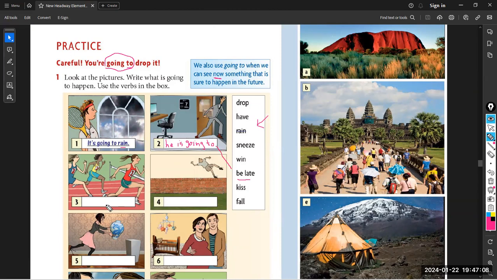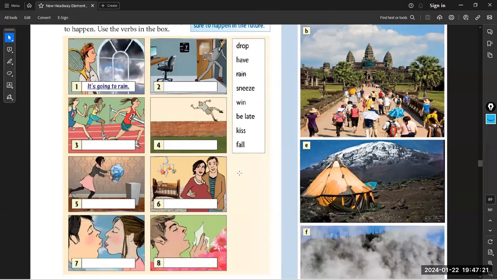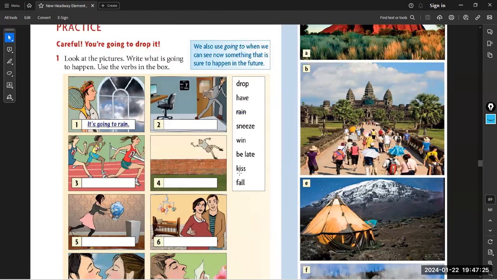Three, what do you think? She's going to win. Bravo. She is going to win now. Exactly. So this is it. Now the next picture. We have picture number four. He is going to fall. Ah, he is going to fall down. Exactly. This is it.